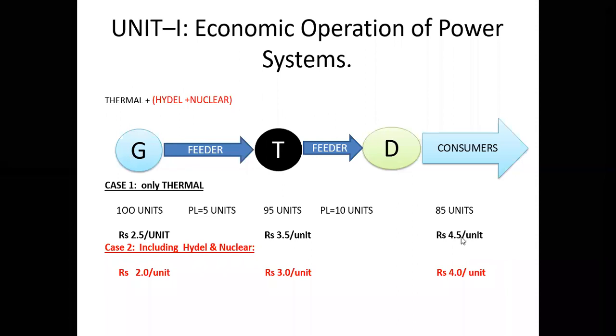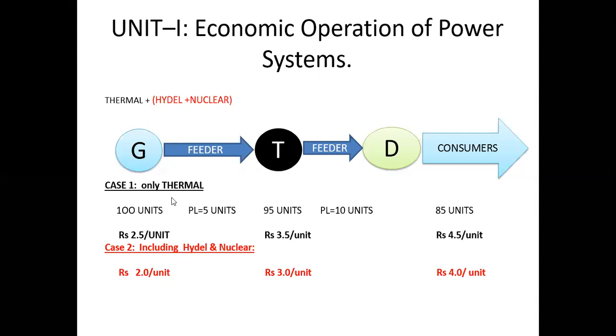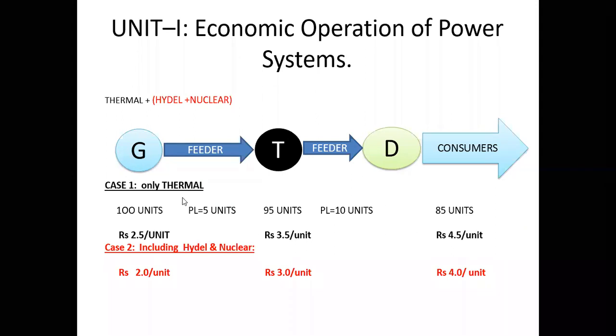So that's why our target is we need to minimize the cost. How can we minimize the cost? Let us consider case 2. So we are including here hydro and at the same time nuclear to your already existing thermal power plant, so that we can reduce the total generation cost. Why is that? When compared to thermal, the fuel cost for hydro and nuclear is very cheap. So once you are adding hydro and nuclear along with your thermal, we are capable of generating the units at lower cost.